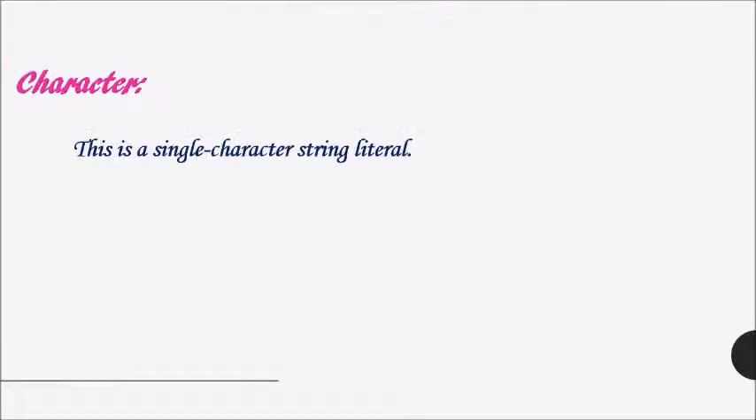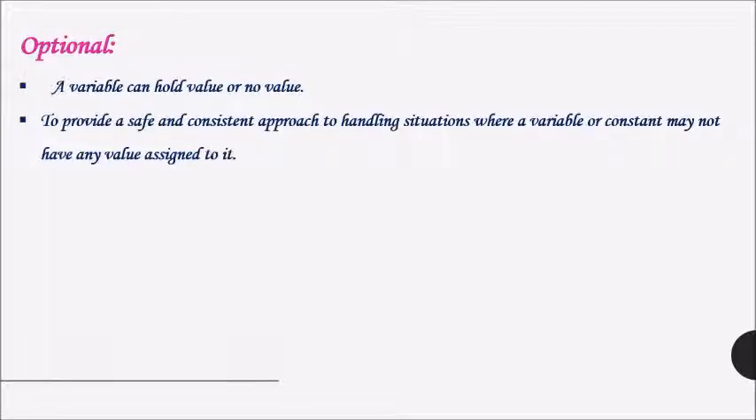Next one is character. This is a single character string literal, for example we can give G or anything else. Next one is the optional data type. It represents a value that can hold a value or no value. It's a new concept that does not exist in most programming languages. The main purpose of this type is to provide a safe and consistent approach to handling situations where a variable or constant may not have any value assigned to it.